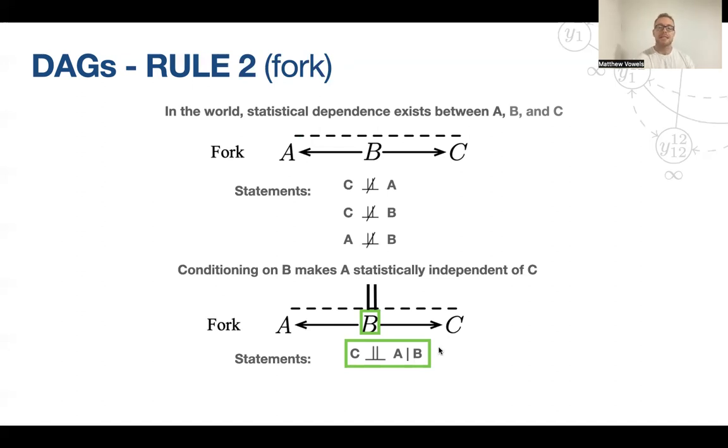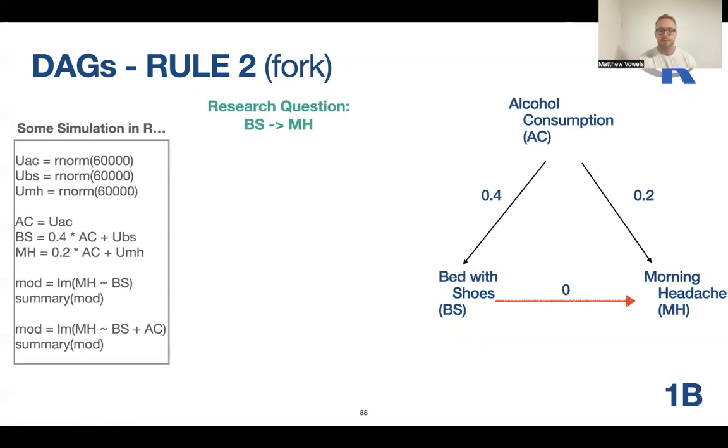And so if you want to translate this into a regression model, you would have C as the outcome, A is the predictor, and B would be the conditioning variable. And here what we would get is a 0 coefficient on A, because C is being rendered independent of A by virtue of the fact that we've conditioned on B or included B as a predictor in the model.